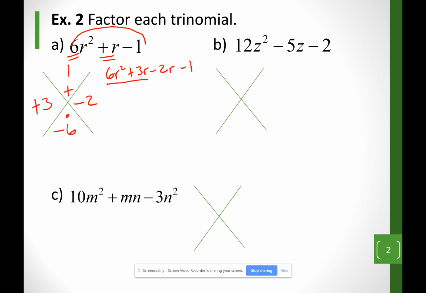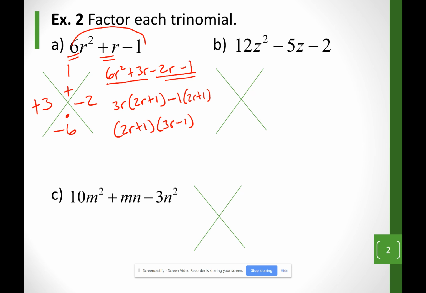On my first two terms, let me divide both by 3r. I'm going to factor a 3r, so I'm going to have 2r plus 1. On my last two terms, let me factor a negative 1 out, so I'm going to have 2r plus 1. My answer should be 2r plus 1 and 3r minus 1.